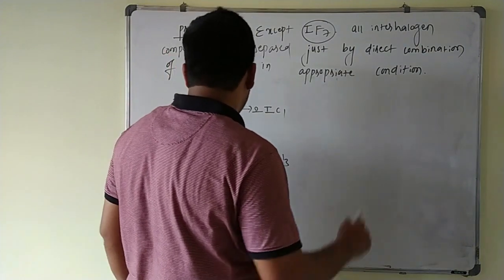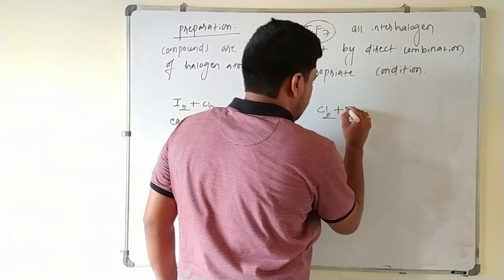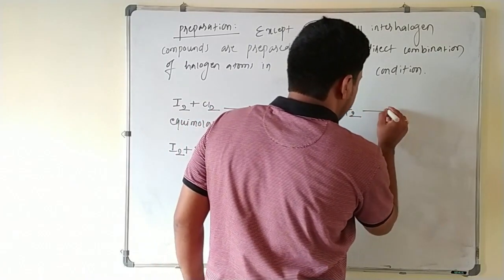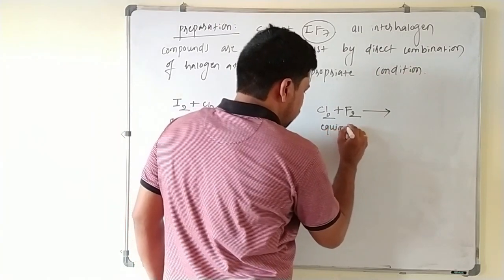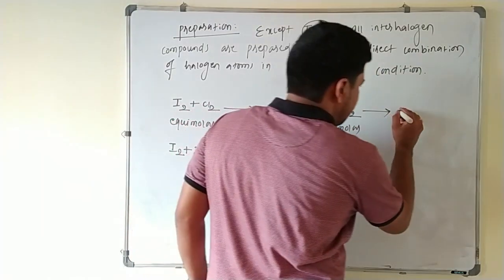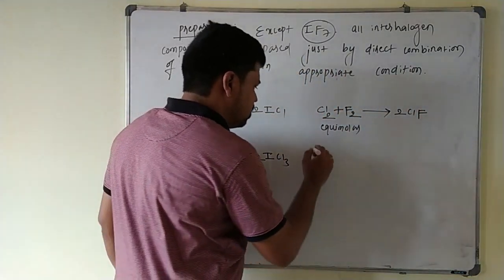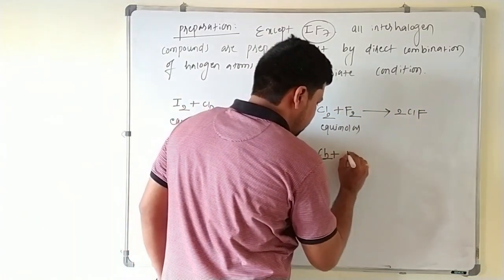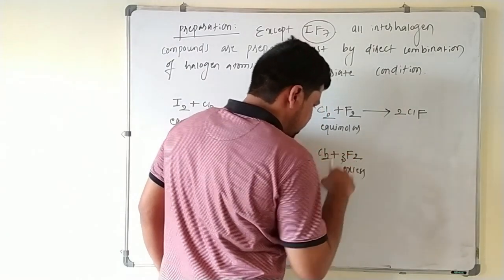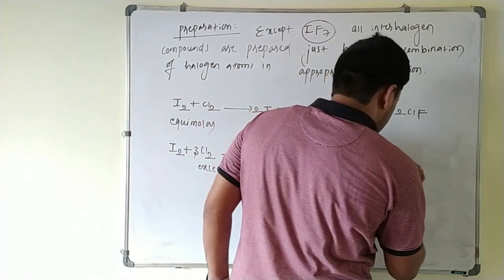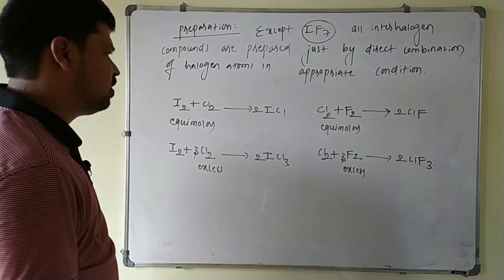The next one, Cl2 combines with F2 so that there is a formation of ClF. If these two are equimolar, then 2 times ClF is formed. Suppose fluorine is taken in excess, you take 3 times fluorine, and there is a formation of 2 times ClF3 here.